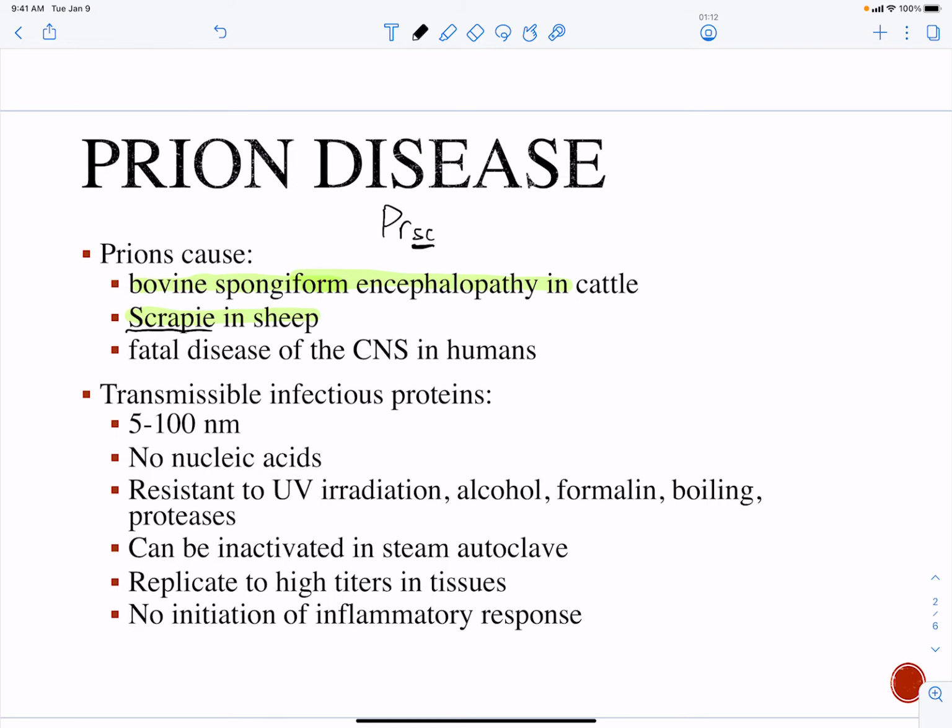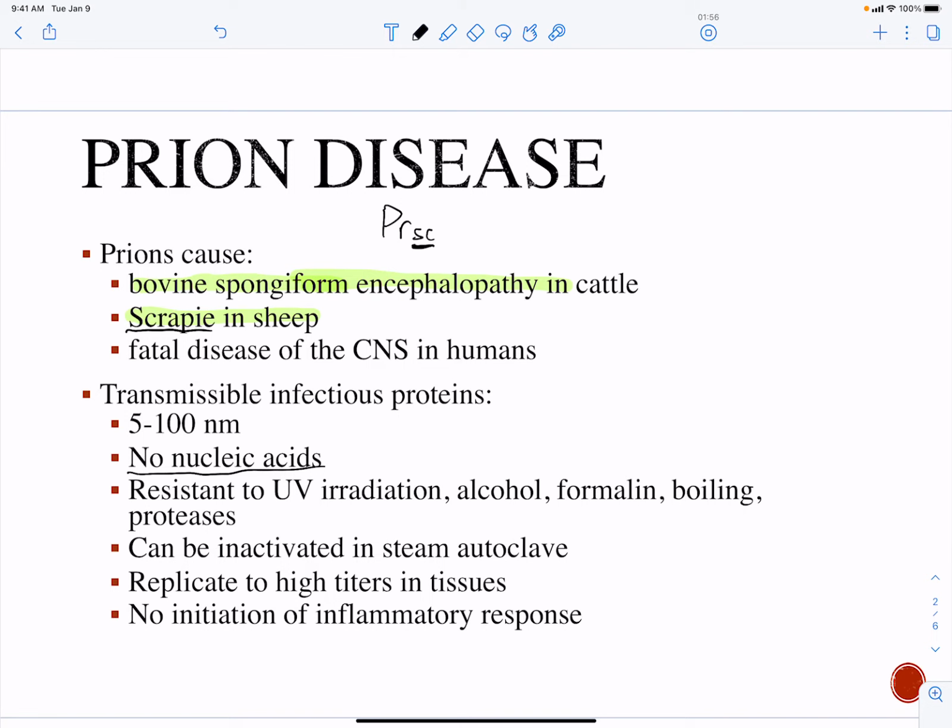Now, the prion disease is a protein, so there is no nucleic acid. So this is not an RNA or DNA thing. This is simply just your amino acids linked together to form your protein. Prion proteins are very, very, very hardy. They're very resistant to inactivation. So UV radiation, just our normal alcohol, boiling, etc., does not harm prion proteins. They really have to be inactivated by a steam autoclave, and it has to be very high heat and also, of course, with pressure.